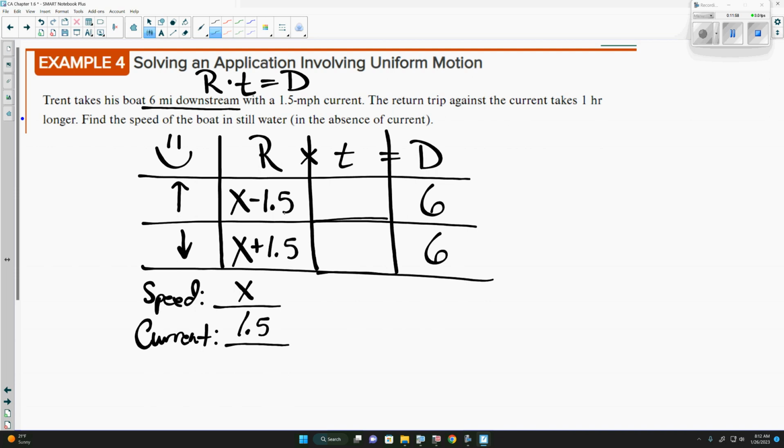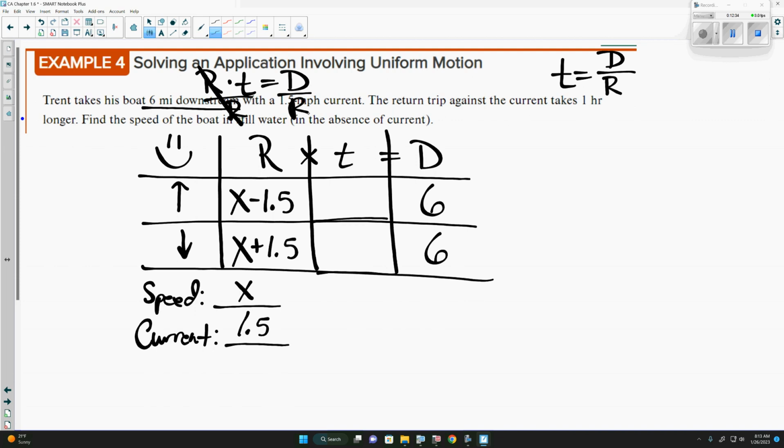So, time. Did they tell us anything really about time except for we're traveling 1 hour longer? No. But what do we know? Rate times time equals distance, yes? So time is equal to what? Distance divided by rate. Because rate times time is distance, we can divide both sides by r. If I divide this by r, those cancel, leaving us time by itself. So time is equal to distance divided by rate.